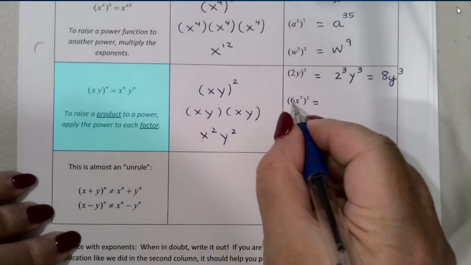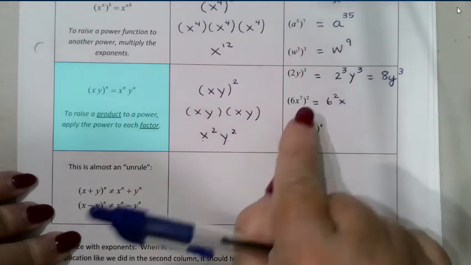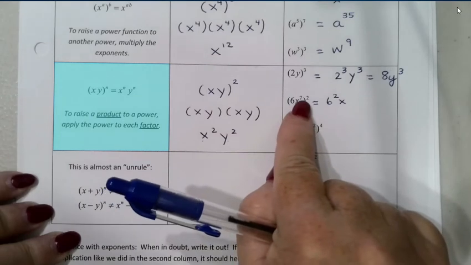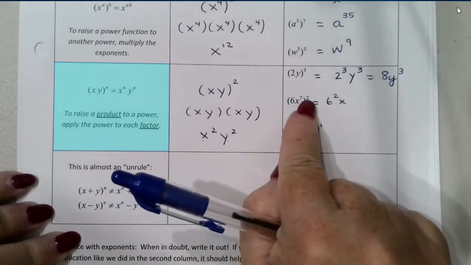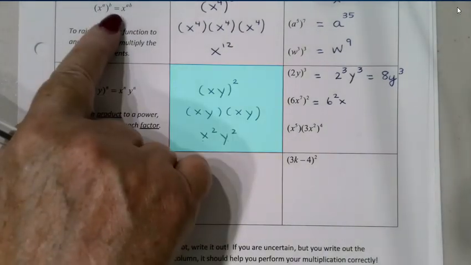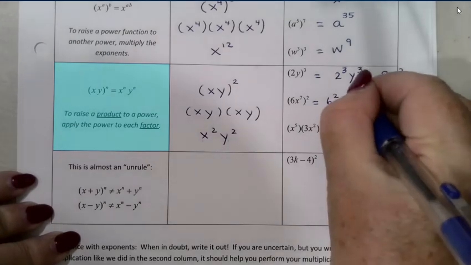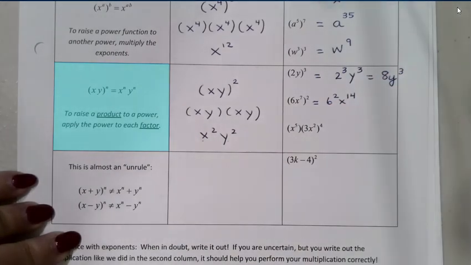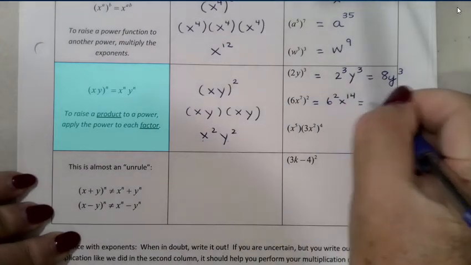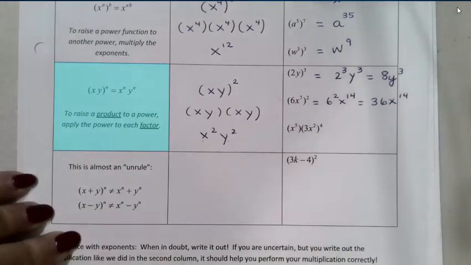On this one, I would have 6 to the 2nd. And with the x, it's already got a power of 7. And then I'm being raised to another power of 2. That's back to this rule again, right? I'm going to multiply the 7 times 2 and get x to the 14th. So I have 36 x to the 14th.